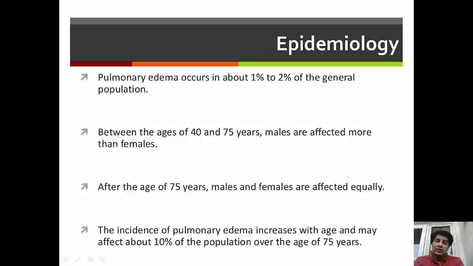Pulmonary edema occurs in 1 to 2% of the general population. Males are affected more than females, and generally in the 40 plus age group because they are at high cardiac risk.